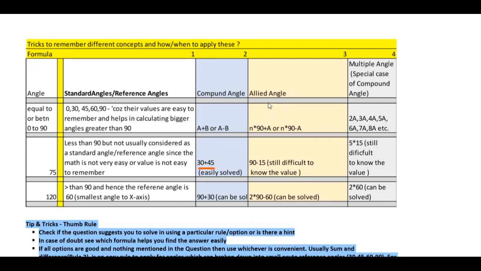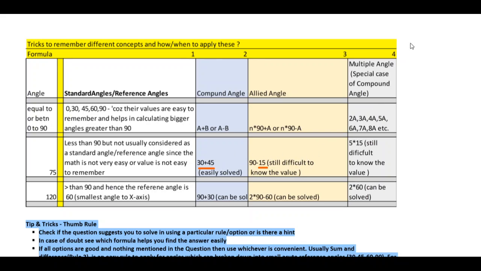In terms of allied angle, if you take the example of 75, you know that allied angle is nothing but a multiple of 90 or 180. We have discussed that at length. So how do I express 75 as a multiple of 90? 75 is 1 multiplied by 90 minus 15. But if you apply this concept, then the 90 will go away eventually, and what will remain is 15. But it's not very easy to calculate the value of 15. It's not like 30 or 45. So in this case, for 75, it's easier to apply the compound angle than the allied angle.